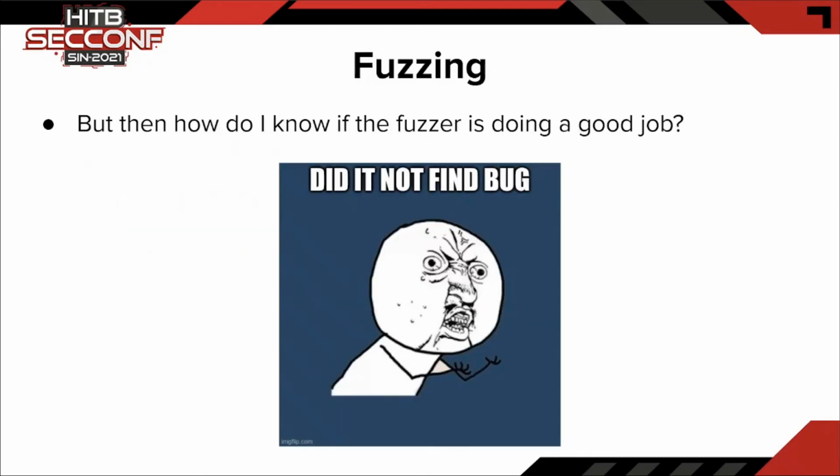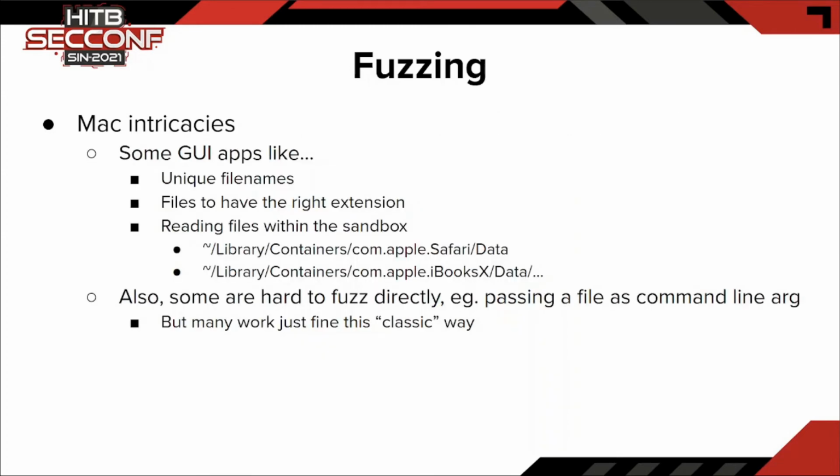So, fuzzing some of the Mac intricacies, we talked about the sandbox stuff before. Some GUI apps like unique file names. That's another thing I ran into, which was if you try to reuse temp/fuzz, for example, not all apps like that. They may bail if they literally don't see the right extension, or they've seen this file name again, so they try to cache it or refer back to it in some way. Again, reading within the sandbox, we talked about that. And some of them are just hard to fuzz directly.